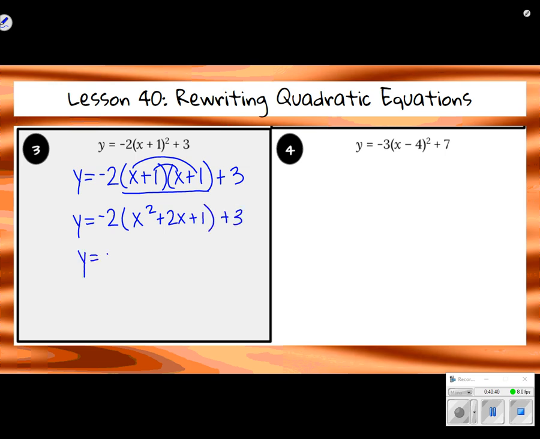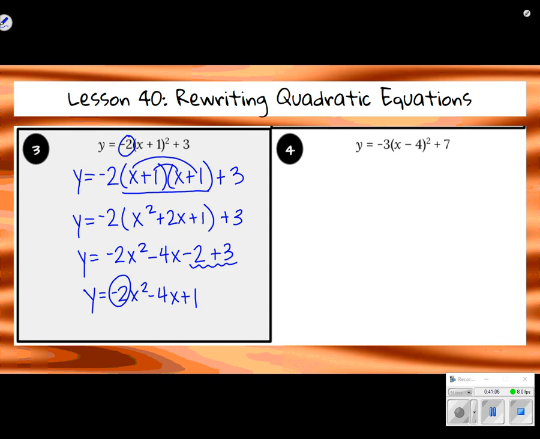As long as you're following order of operations, you should be good. So I distributed my -2, and then I'm going to combine my like terms. Y equals -2x squared minus 4x plus 1. How'd it go? This A and this A should be the same A. So don't be like changing that up.